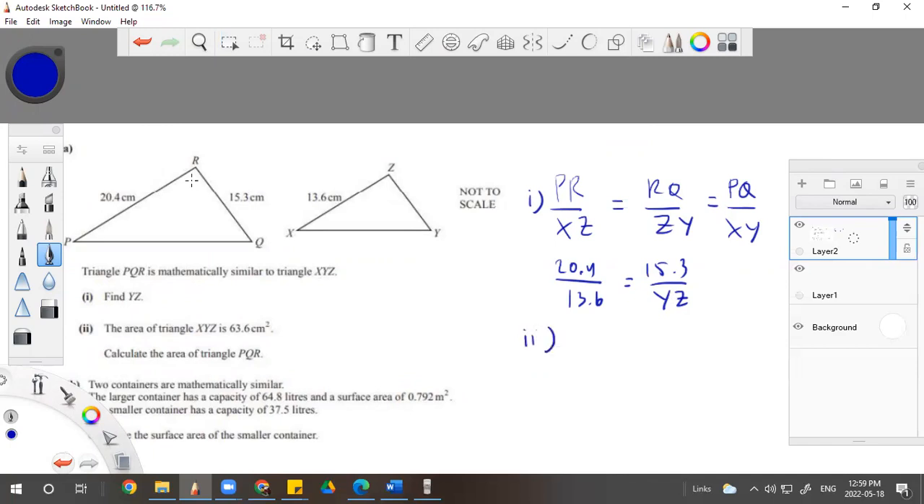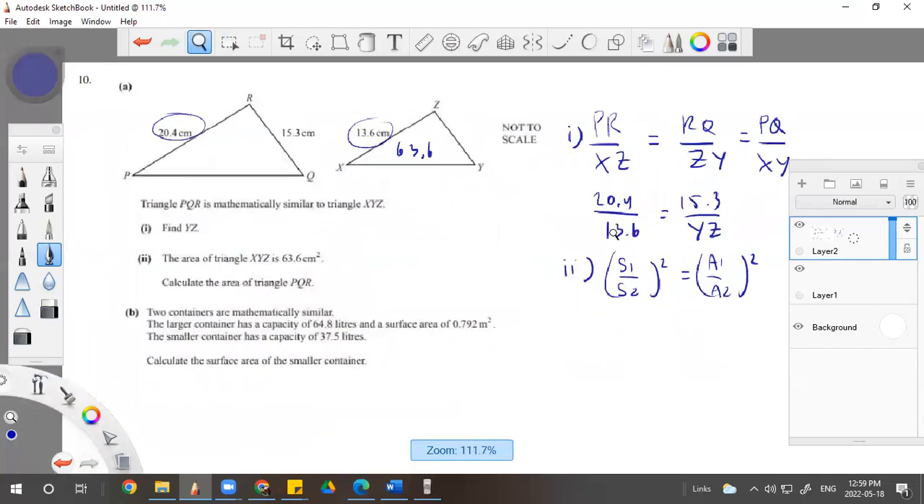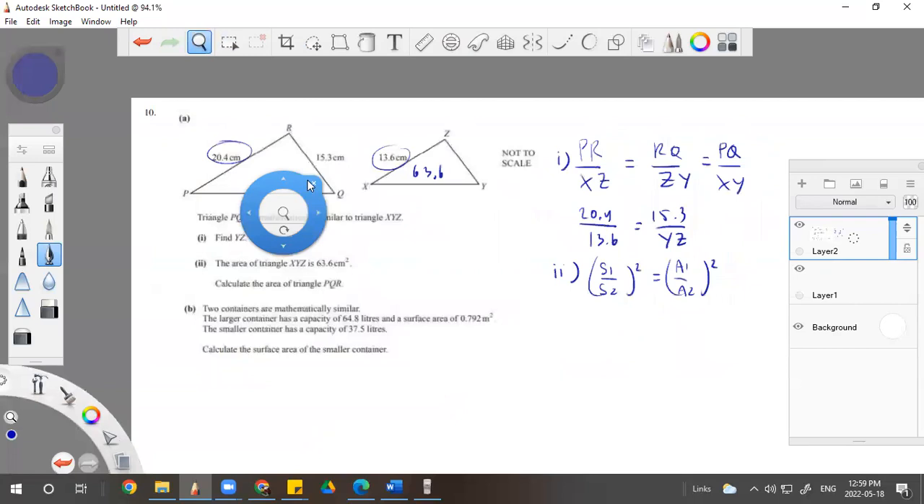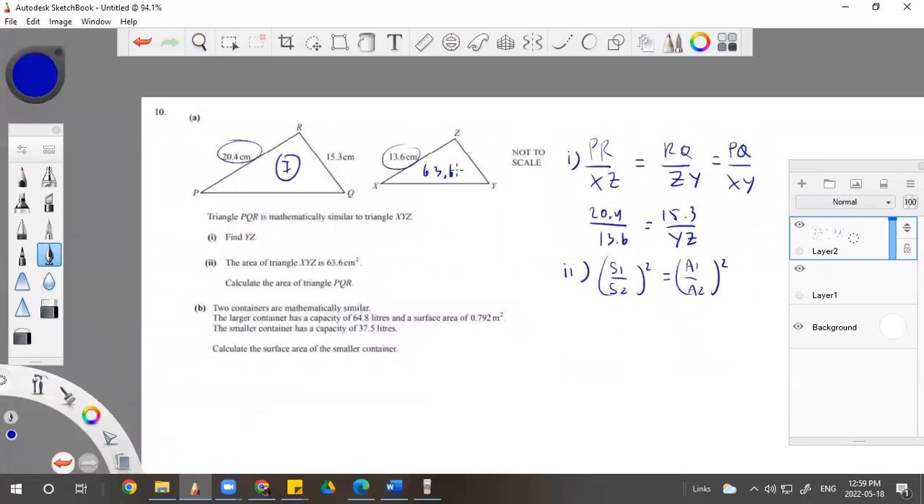Second, the area of triangle XYZ is 63.6 cm square. Area, careful. Side 1 over side 2 square equals area 1 over area 2. Use whichever side is easiest, the XZ one. YZ is also possible, but that involves rounding. So side 1 is this, side 2 is this. So 20.4 over 13.6 bracket square equals area 1 over 63.6. Oh, sorry, the area doesn't have a square, guys. Sorry. Using the similarity rules.